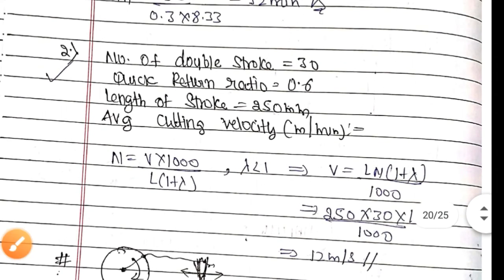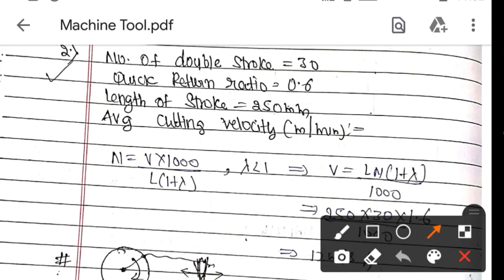So again, one more question. The more questions you solve, the more your doubts will get cleared. Okay, so one more question. The number of double strokes, N, is given as 30, the quick return ratio, lambda, is 0.6, and the length of the stroke, the length of the workpiece, is 250 mm. We have to find the average cutting velocity, V.